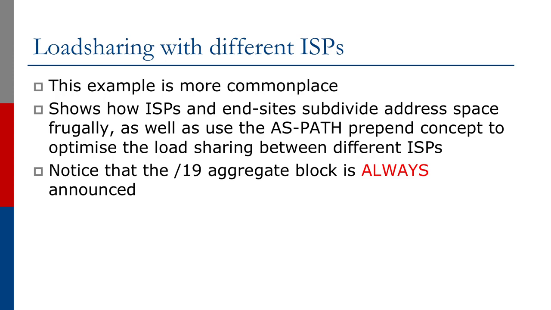So this example is much more commonplace, and it shows how network operators and end sites will subdivide address space frugally, as well as using the AS path prepend concept to optimize the load sharing between different ISPs. And notice we're always announcing our aggregate. As we covered earlier, it's vitally important to ensure that the aggregate is always announced on all external links.